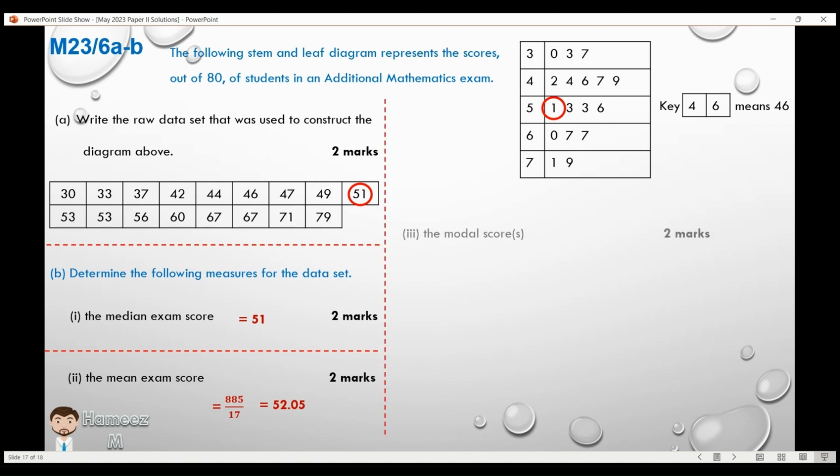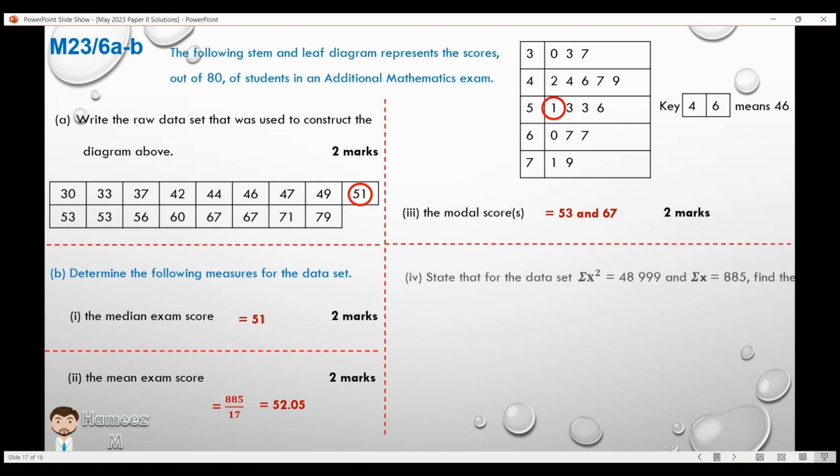As we move on to part 3, determine the modal score or scores. If we look at the set of data, we can see there's one value of 30, one value of 33, and we continue like that. Then we see 2 values of 53 and also 2 values of 67. This is considered a bimodal set of data, meaning that there are 2 data values which are the modes. They are 53 and 67, and they both occur twice.